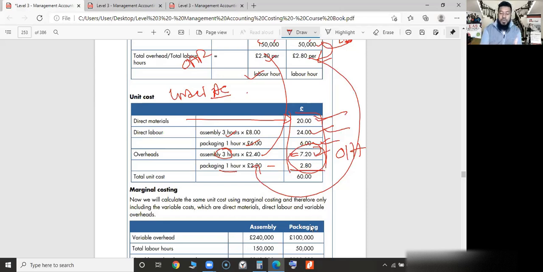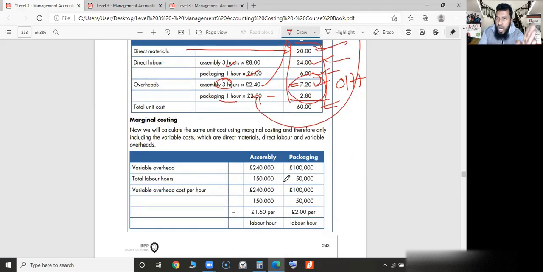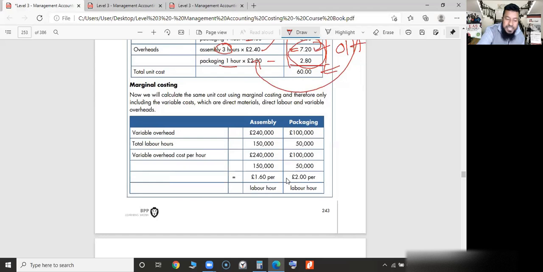So this is under absorption costing. Your cost for 1 unit, let's assume we're producing this pen, is £60. Under marginal costing, we don't take into account the fixed cost. So look at this. We have taken variable overheads, and then we're going to do the cost per unit.